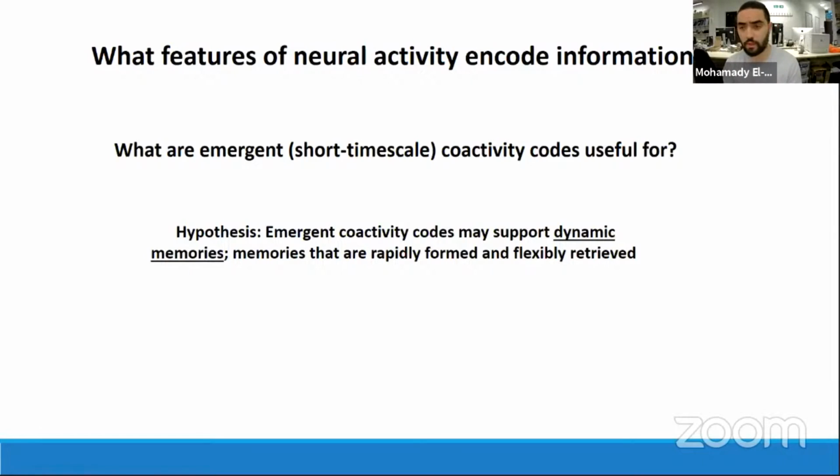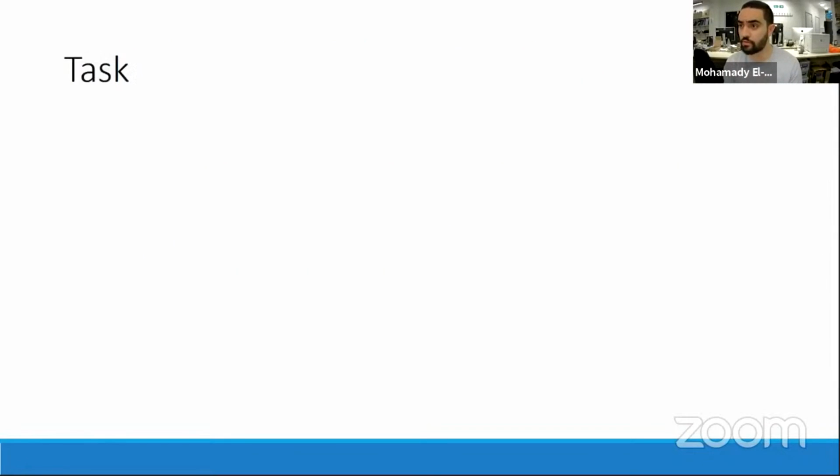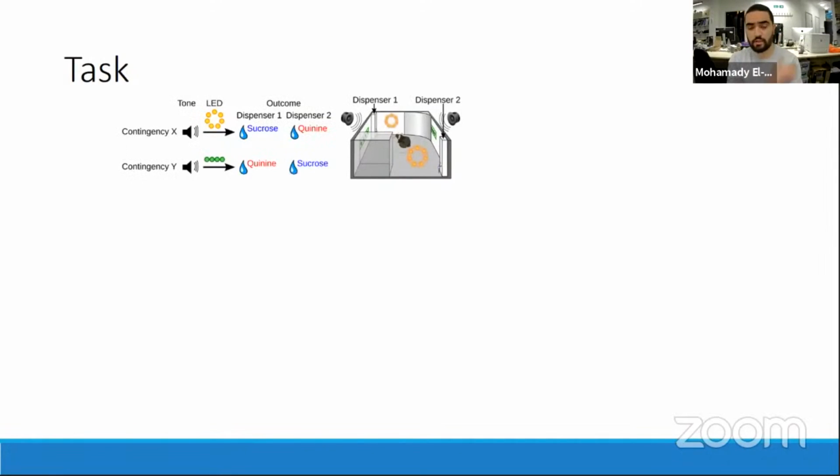To further clarify what I mean by dynamic memories, let's jump straight into the task that we're using. I designed a task for mice in which mice have to learn two new behavioral contingencies every day. The contingencies look something like this. When a tone comes on in the presence of one set of LED displays, the animal needs to go to one of 2 dispensers, in this case dispenser 1, in order to get sucrose, and needs to avoid an identical looking dispenser in a different location, which delivers quinine, which is quite a bitter substance.